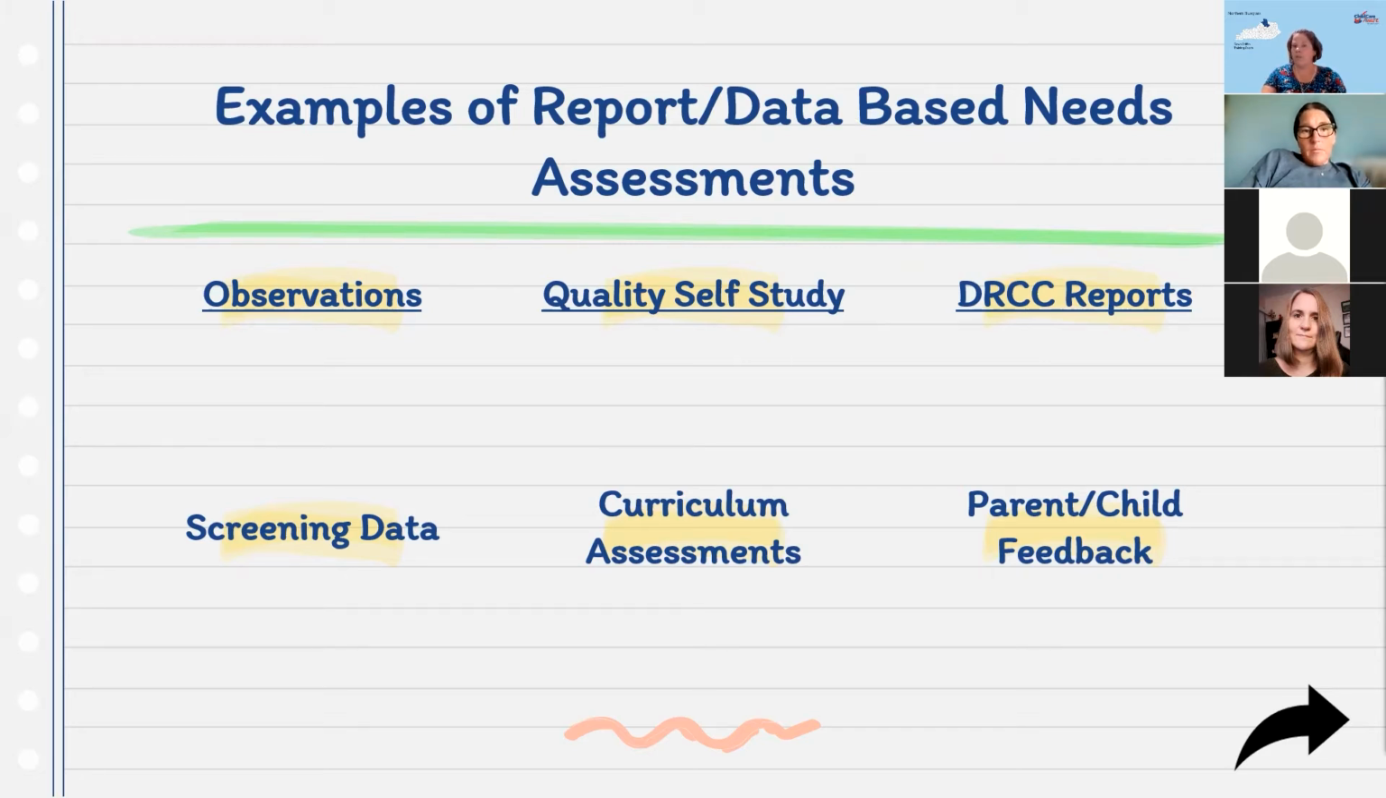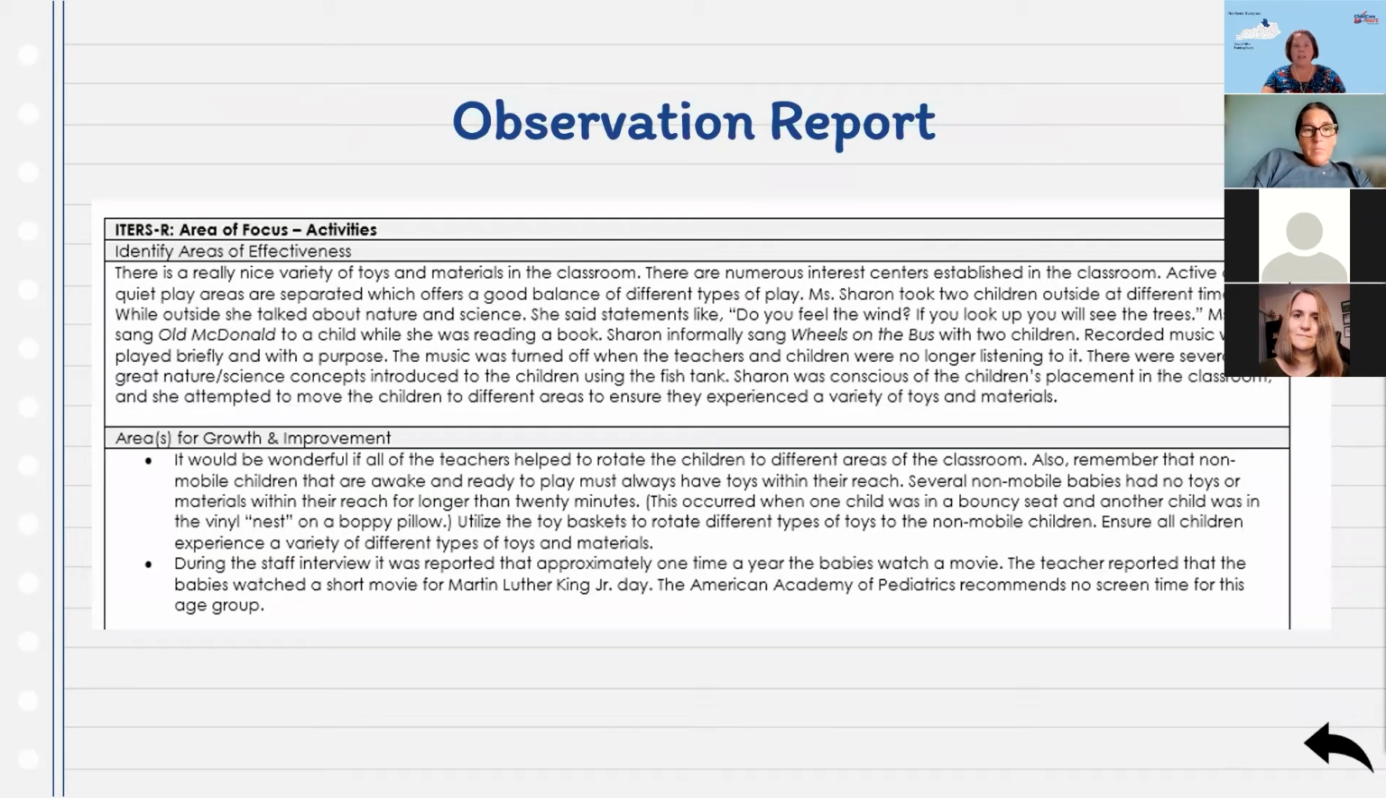So the first one, observations. This can be any type of observation that either somebody at the center, so maybe a director, is doing, or somebody outside the program is coming in and doing. Talking about your class observations, your ERS observations, just different types of observations. And the information from that can help drive what a training might need to be.